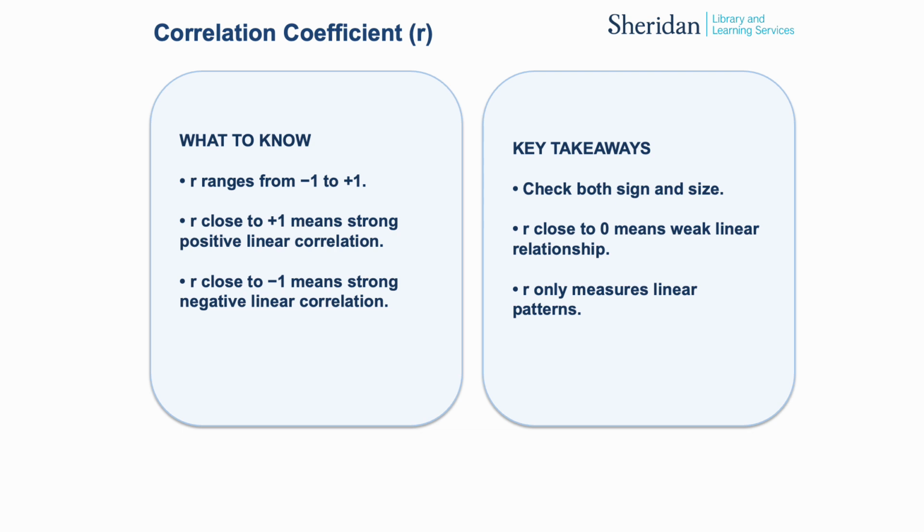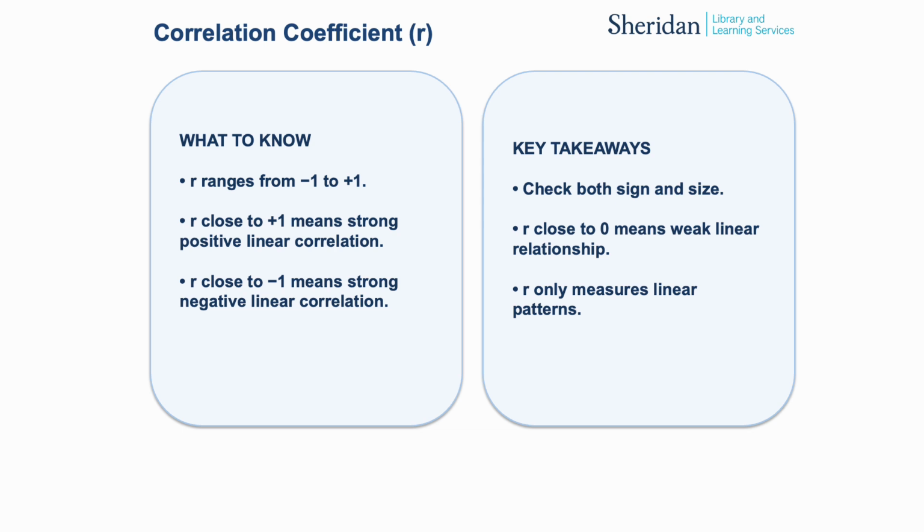So whenever you're interpreting R, always ask yourself two questions. First, is the relationship positive or negative? Second, how strong is the relationship? The correlation coefficient R is only appropriate when we are studying quantitative variables and when the relationship is approximately linear. If the scatter plot shows a curved pattern instead of a straight line trend, the value of R may not accurately describe the relationship. So before calculating or interpreting R, it's always a good idea to look at the scatter plot first.